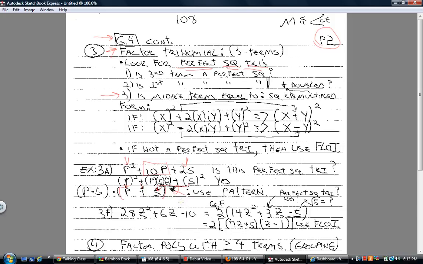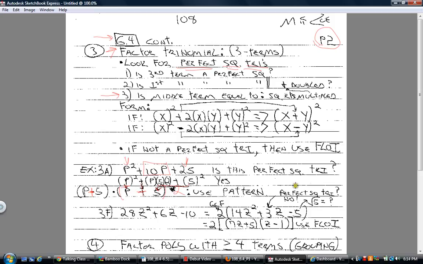Now what I happened to do over here was I was using regular reverse FOIL, or FLOY, and coming up with p minus 5 times, that's a mistake right there. Sorry, that should be a plus right here. Excuse me. That should be p plus 5 times the quantity p plus 5. A lot of you will look at this and say, hey, I'm just going to use reverse FOIL, but if you see it, it makes life a little easier.